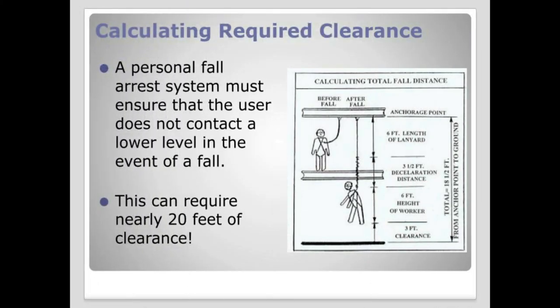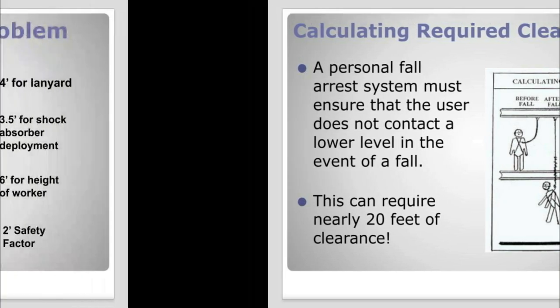Calculating required clearance. Check out the illustrations here to the right. A personal fall arrest system must ensure that the user does not contact a lower level in the event of a fall. This can require nearly 20 feet of clearance.